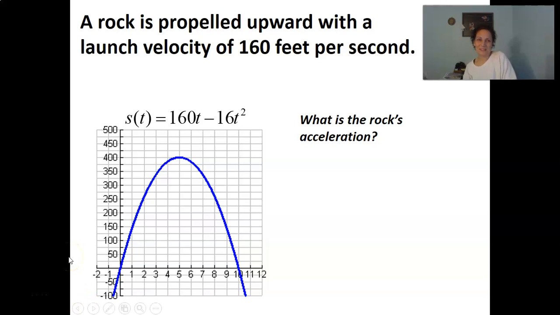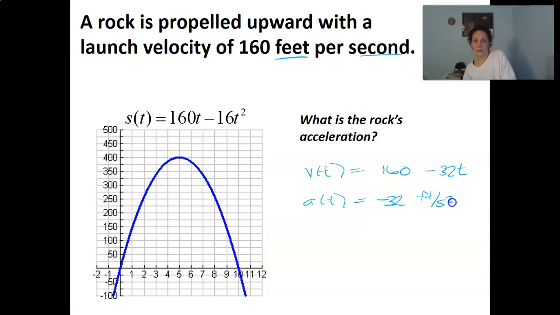Oh, this is a beautiful question. What is the rock's acceleration? Well, we know it better be constant, and I know I'm in feet per second, so I already know the answer. But calculus, of course, wants us to prove it. So if I need the rock's acceleration, that's the second derivative of position. So if my position is 160t minus 16t squared, my velocity is 160 minus 32t, my acceleration is going to be negative 32 feet per second squared.